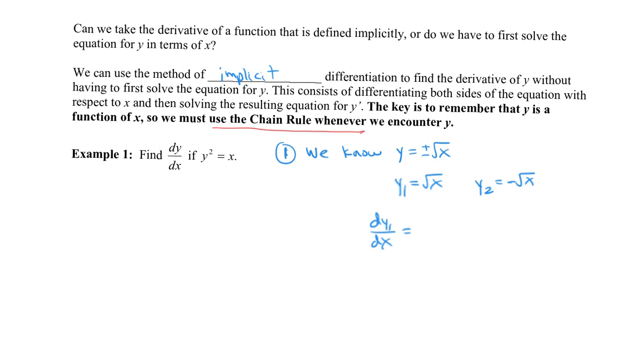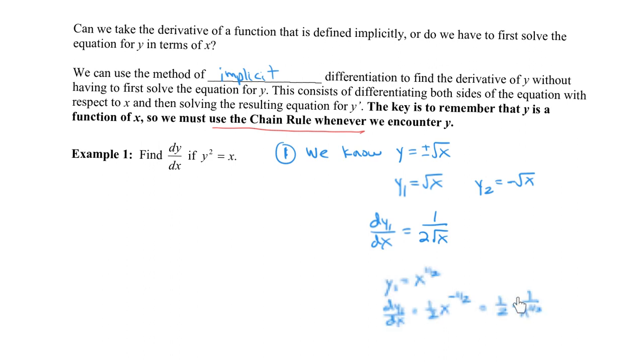Right? And we've seen this enough where you might automatically write it like this now. So just in case, if I take the derivative of y1 with respect to x, by the power rule I get 1/2 x to the minus 1/2, which of course is 1/2 times 1 over x to the positive 1/2.